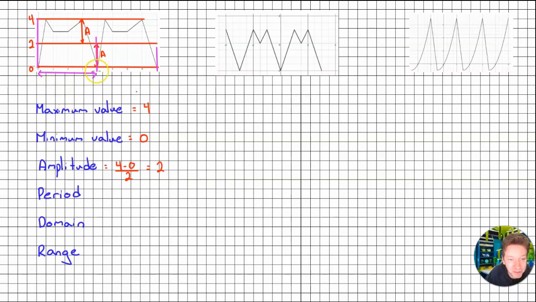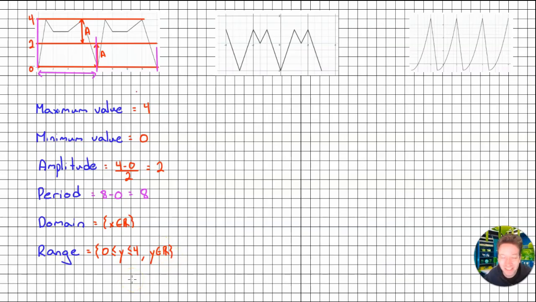In this case, these numbers go up by 2. So from 0 to 2, 4, 6, 8. So just find the difference in those numbers. So 8 minus 0. And our period for this example is 8. Now the domain, as long as this repeats forever in both directions, then the domain is just all real values of x. The range will be all real values of y, but within our maximum and minimum values. So we have 0 is less than or equal to y, which is less than or equal to 4 for all real values.